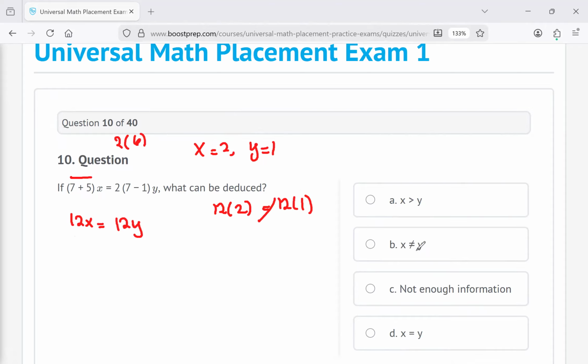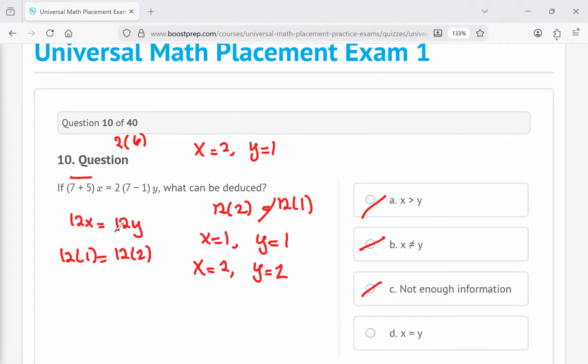B, x does not equal y? I think they have to be equal. So I don't think it's B, I don't think it's A, I don't think it's C. I think it has to be D. x equals y. So for example, if x equals 1, y equals 1. I think that'll make the statement true. So 12 times 1 equals 12 times 1. And the same thing if you use a different x value: if x equals 2, y must equal 2. This will always make the statement true. So I'm going to say D.